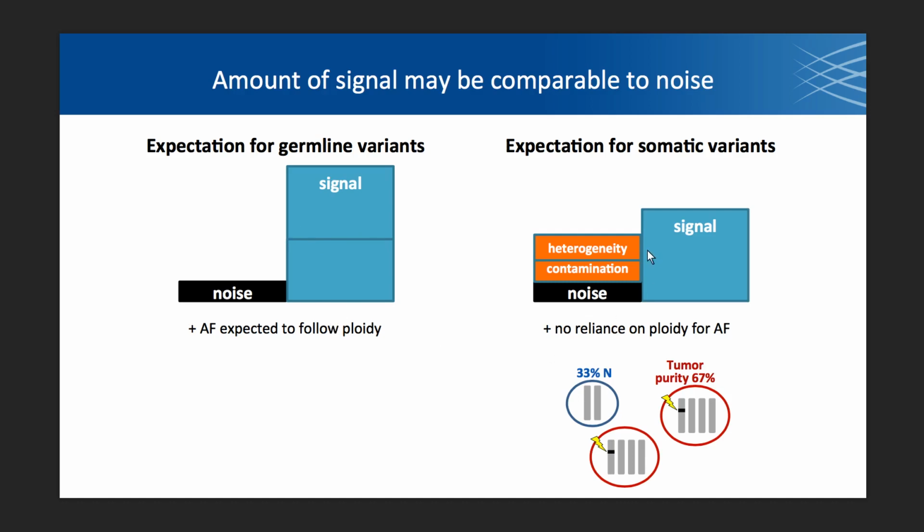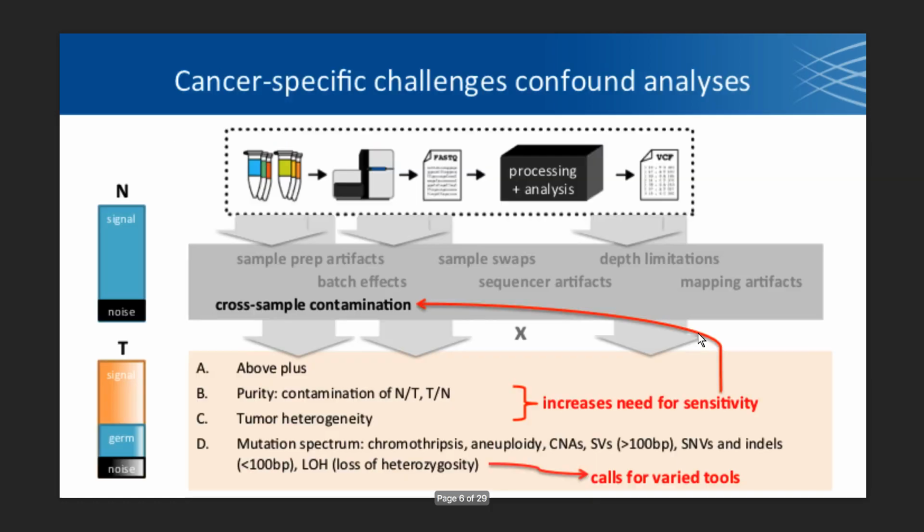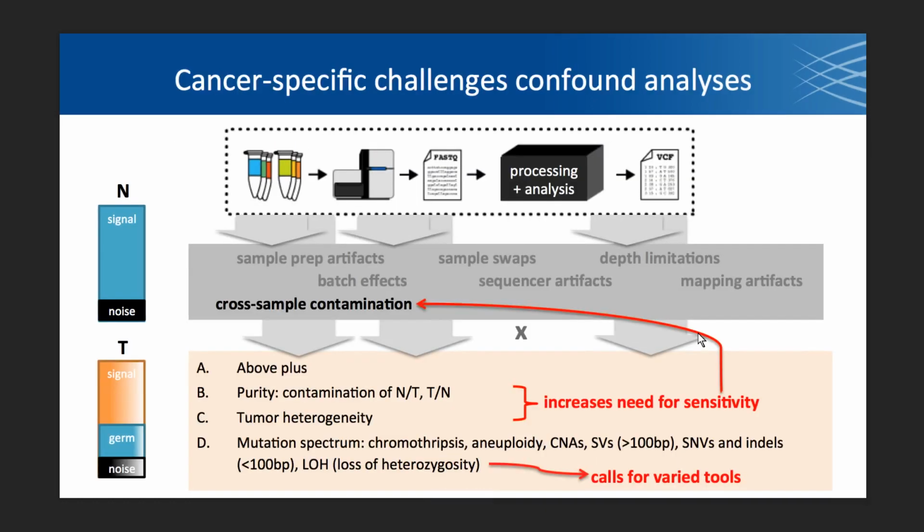For somatic variants, on top of our noise, purity and heterogeneity issues, we cannot rely on ploidy assumptions, because a lot of things can go wrong in a tumor cell, including aneuploidy. So it becomes a real challenge to suss out what is going on.